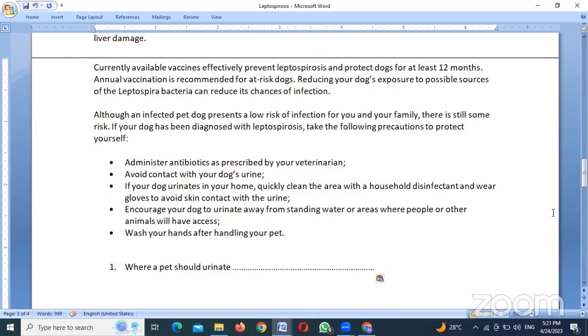Sir, I can find it in the fourth bullet point. If your dog urinates in your home, clean the area where the household is infected and wear gloves to avoid skin contact with the urine. Is this the answer to where a pet should urinate at home? No, the fourth one. Encourage your dog to urinate away from standing water. Okay, very good.